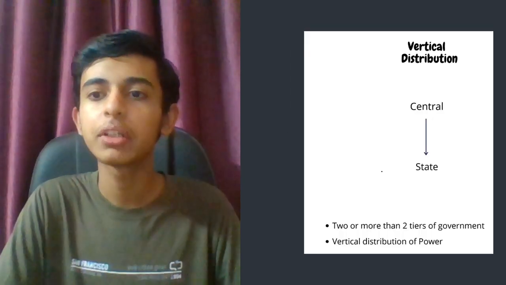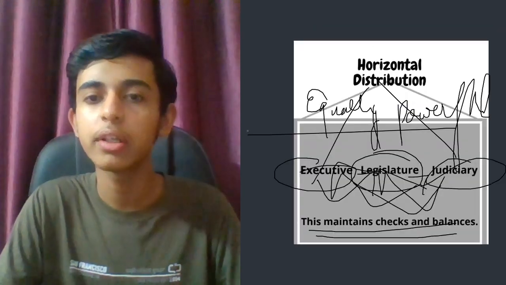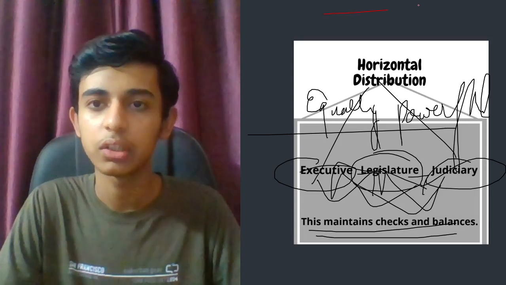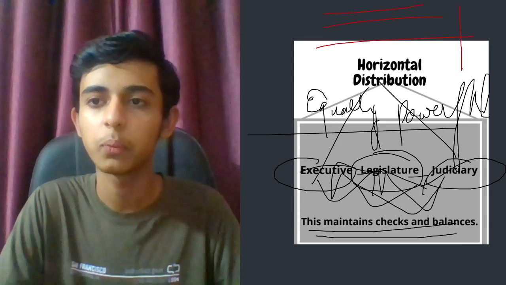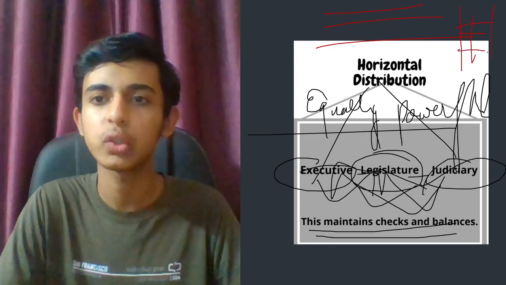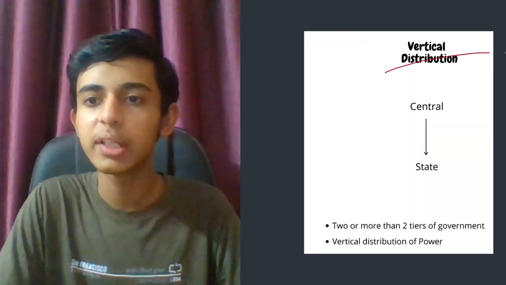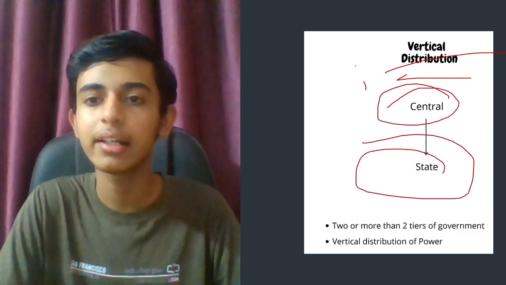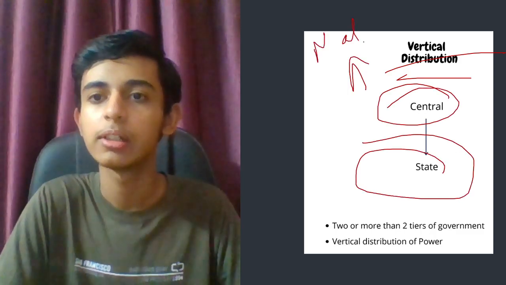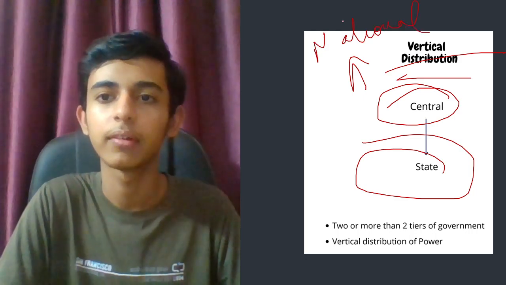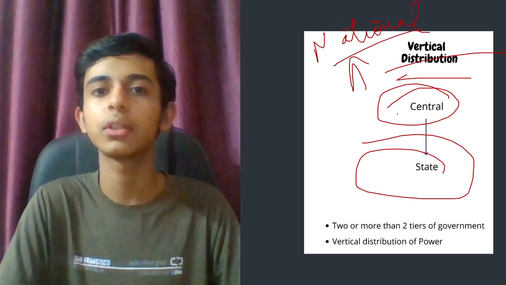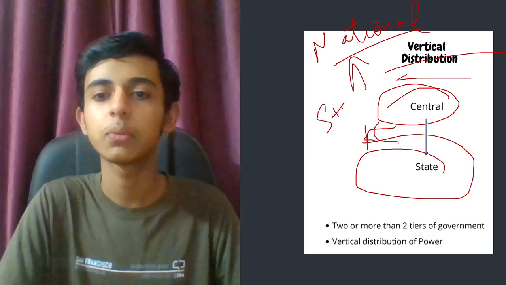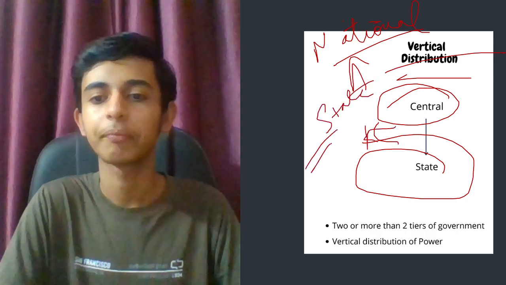Okay, now coming to the vertical distribution. Even in horizontal, you can remember by this: horizontal, all are equal. In vertical, we will be having different divisions. Vertical distribution is your central government and your state government. Central will be of the whole nation, national, like India's Lok Sabha, Rajya Sabha, and then state-wise, on the state level.